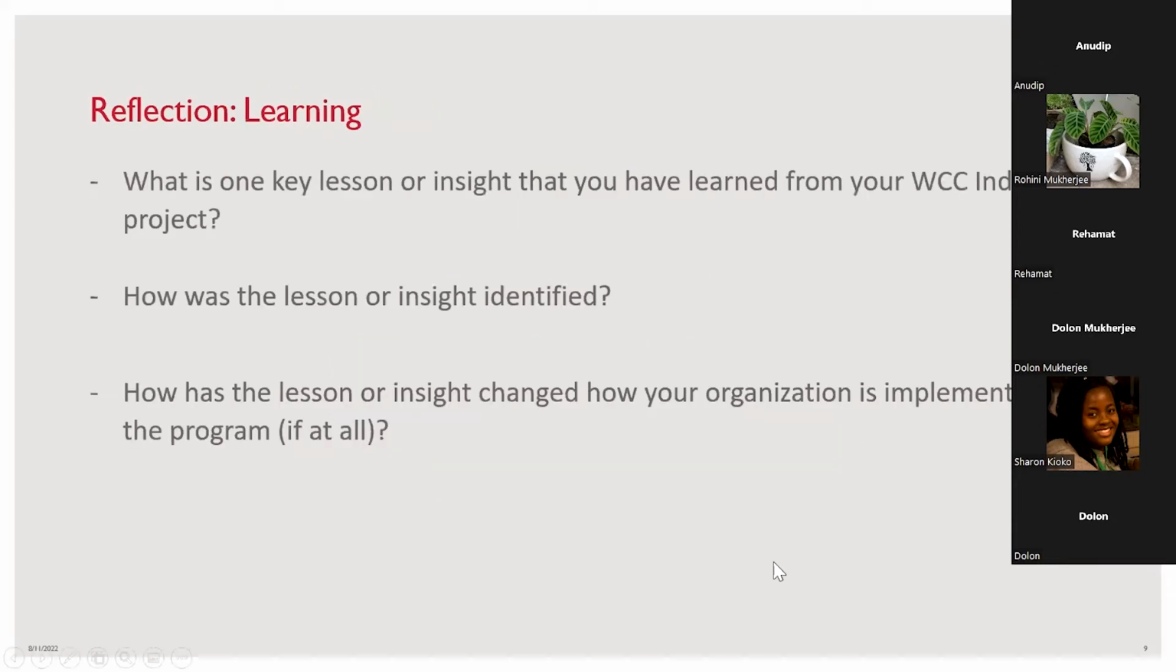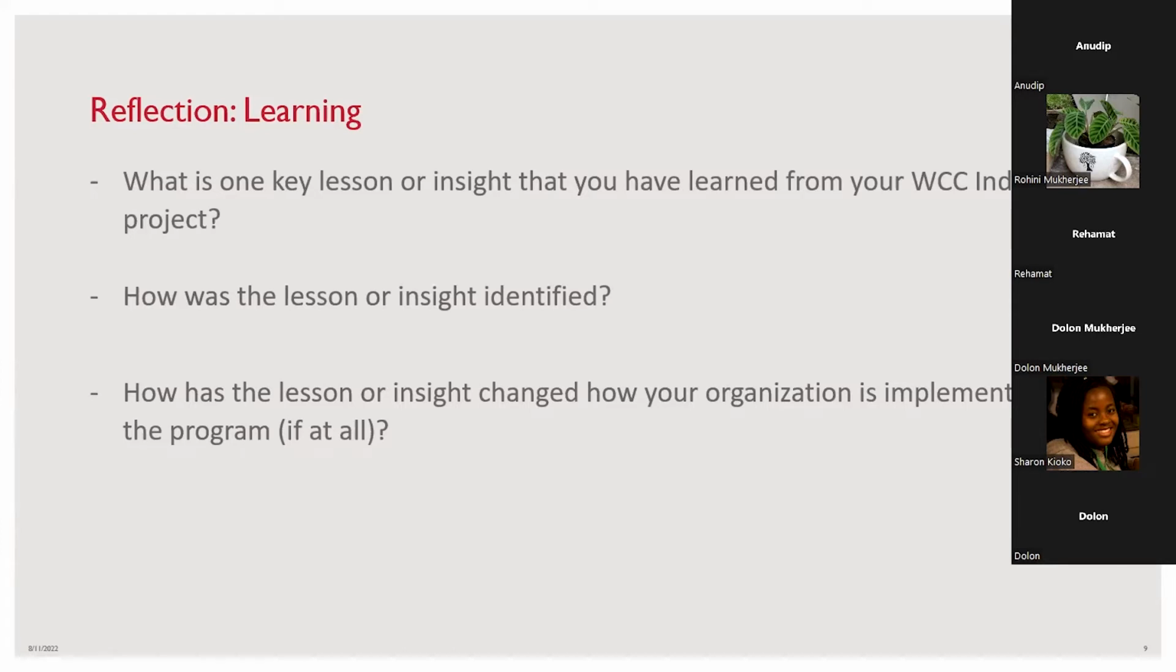So before we move ahead, we're going to spend just a couple of minutes where I want you to reflect a little bit on learning, and in particular with your Women Connect Challenge India project. I want you to think about one key lesson or insight that you have learned from your project. And I also want you to kind of think through a couple of additional questions. The first one being, how was the lesson or insight identified? Was it through your experiences? Was it through monitoring and evaluation data explicitly, or was it sort of some combination of the two?